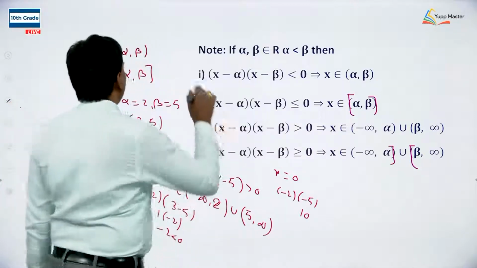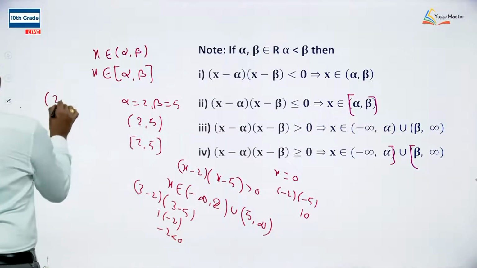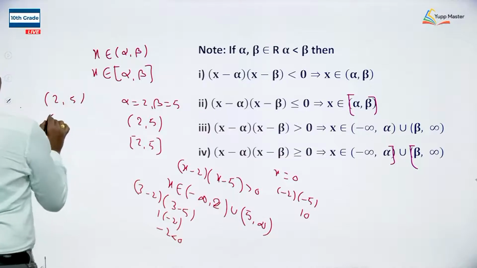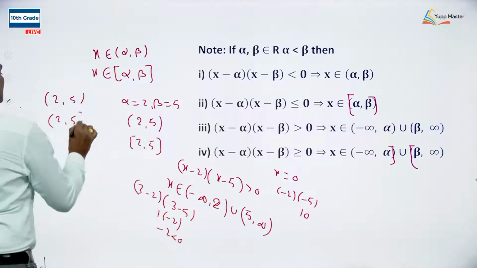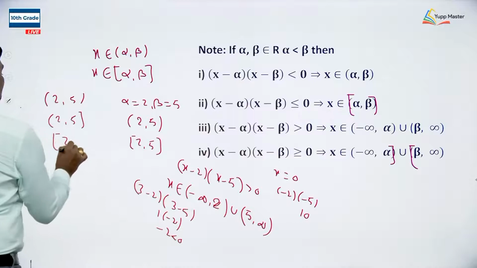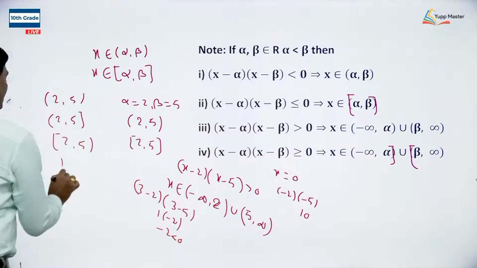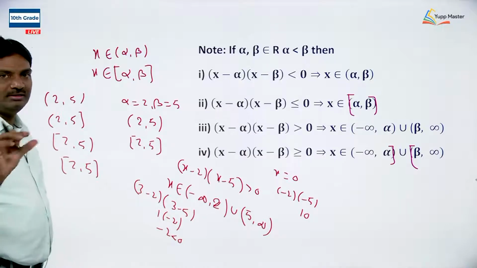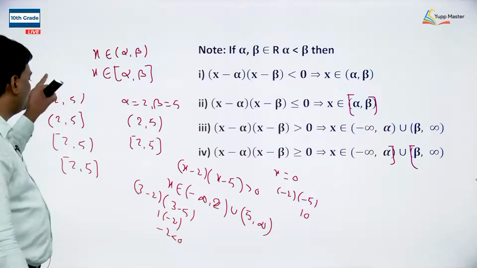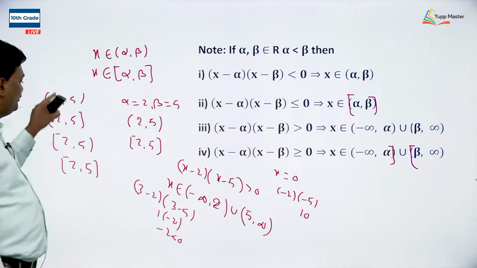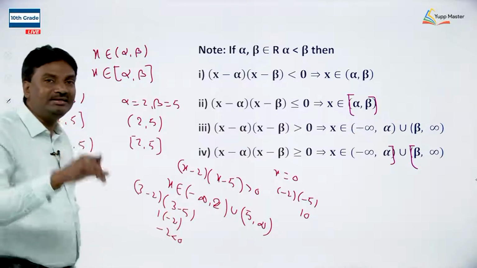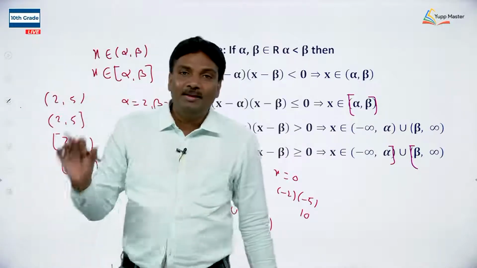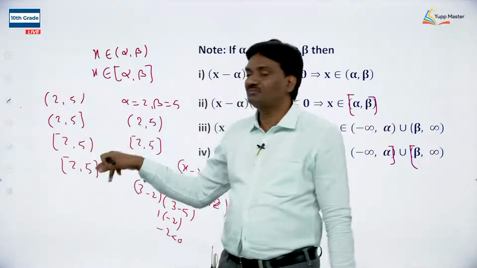We may have one option like this, 2 comma 5, and option B is given as 2 comma 5, and option C is given as 2 comma 5, and option D is given as 2 comma 5. For a particular problem, let us suppose that the 4 options are given like this. By observing all options, every option contains 2 comma 5 only, but there is a difference in the brackets.